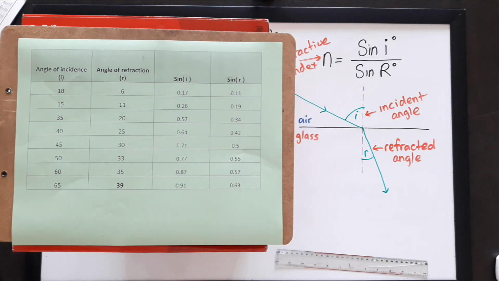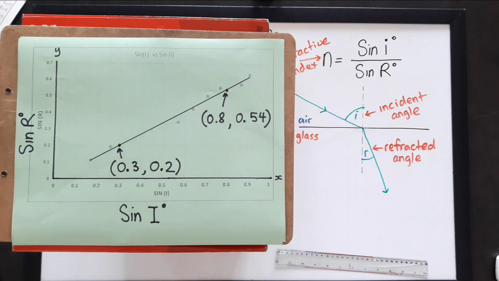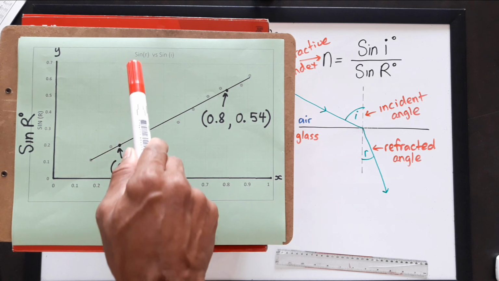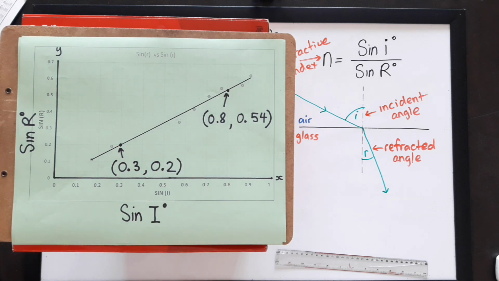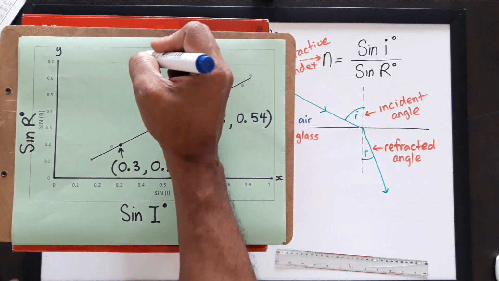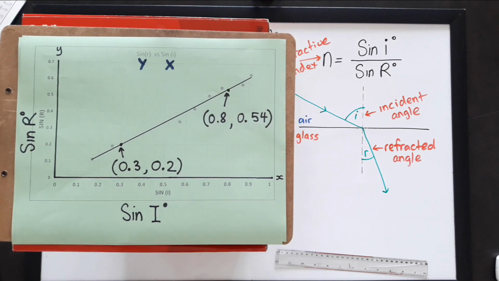And this here is the graph that we got. Now I followed the examiner's instructions exactly as he told me to do it. He said to plot the graph of sine R versus sine I. Whenever they use the word versus, the first one is always the y-axis, and the second one after the word versus is the x-axis. So that means I was required to put sine R on the y-axis and the values of sine I on the x-axis.